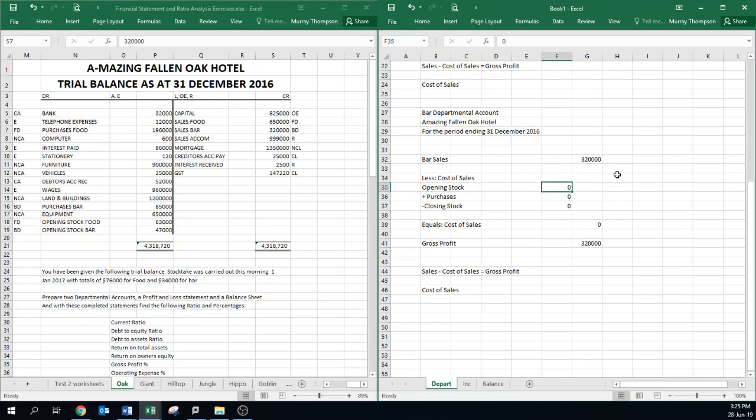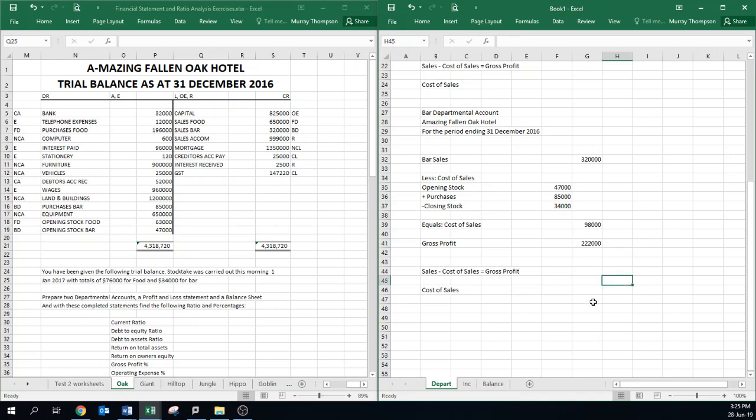Now, then we have our cost of sales. Again, opening stock for the bar, we find on the trial balance, 47,000 we had at the start of the year. Then we purchased some bar items during the year. The total of the purchases was 85,000. And then closing stock. Again, this is the additional information, 34,000 for the bar. Okay. And so opening stock plus purchases minus closing stock gives us our cost of sales. So again, this is what we received from customers in the bar. This is how much it costs to restock the bar. That minus that gives us our gross profit for the bar.